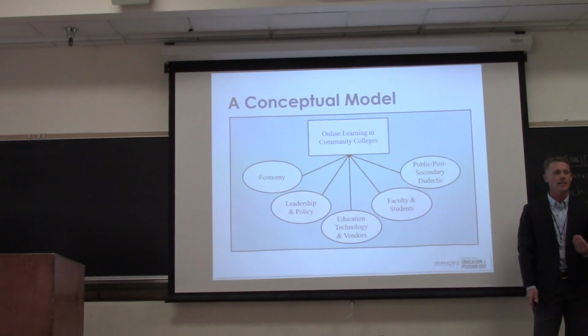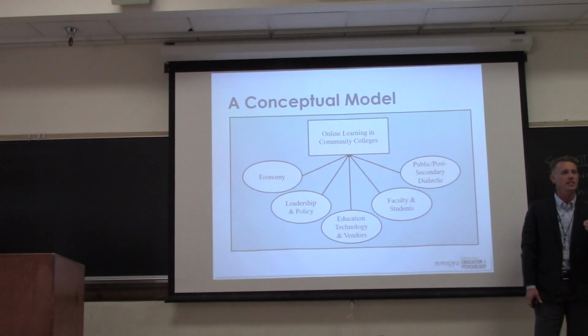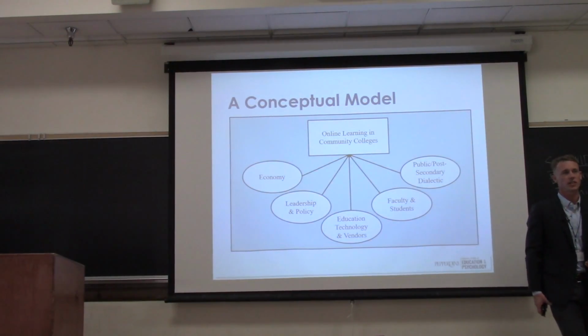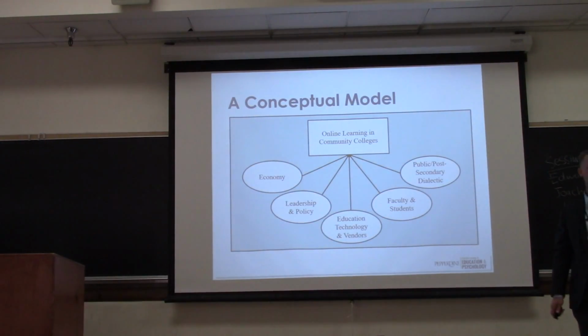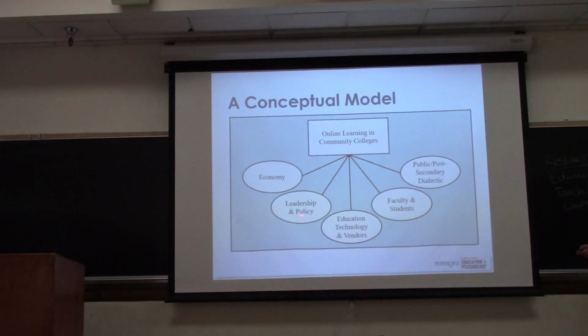So my labor here is to try and provide a conceptual model of online learning in the community college system. What has accounted for the growth? What do I think is going to account for the development of online learning moving forward? And I have isolated what I argue are 5 factors. First is the economy, then leadership and policy, education technology and vendors, faculty and students, and the public post-secondary dialectic.